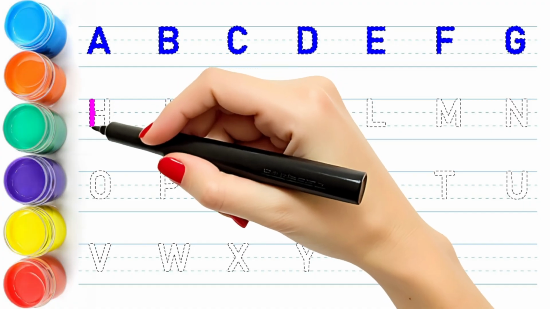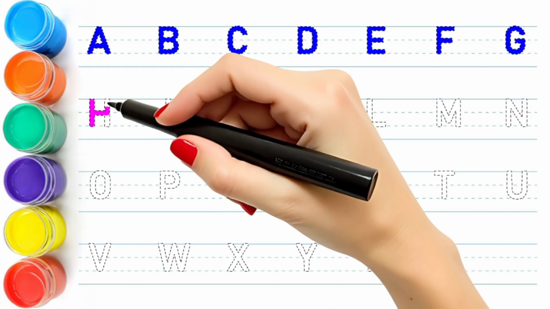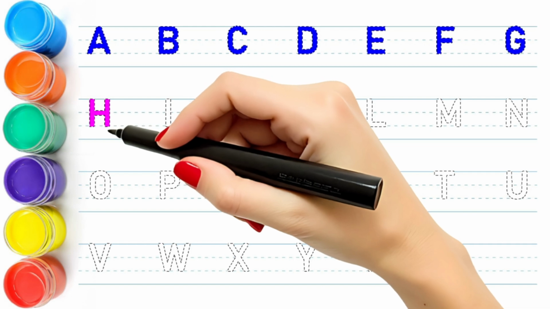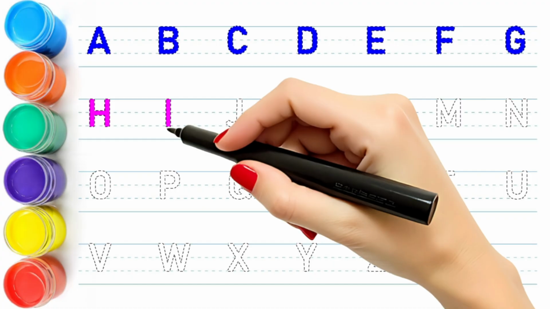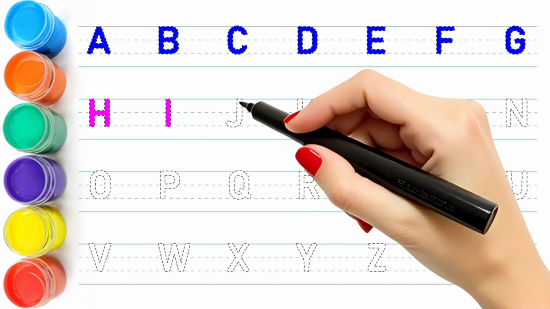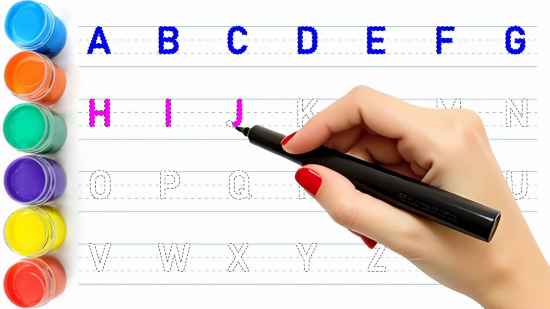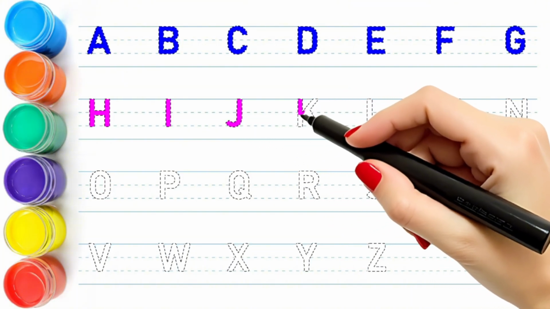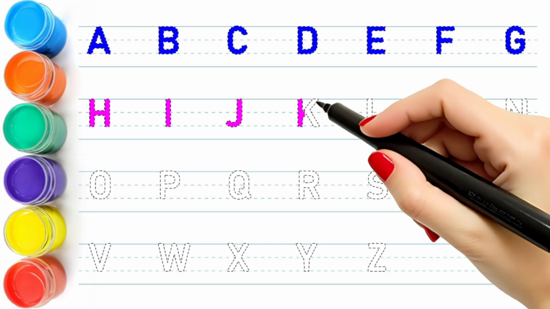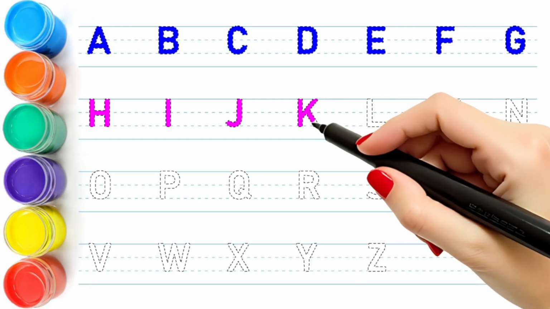H. 2 vertical lines joined by 1 horizontal line. I. 1 vertical line. J. 1 vertical line that curves at the bottom. K. 1 vertical line with 2 slant lines.